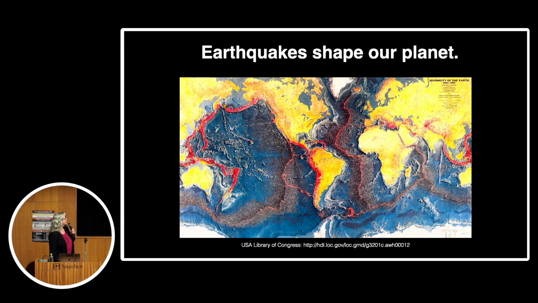Here we are in Japan, and we see earthquakes also happening in collision zones between India and Eurasia. So what's very important here is that the movement, the deformation of the planet is concentrated in these very narrow zones.